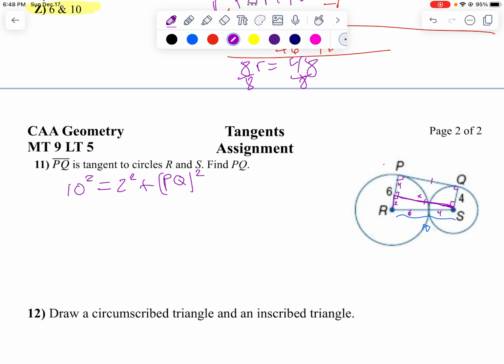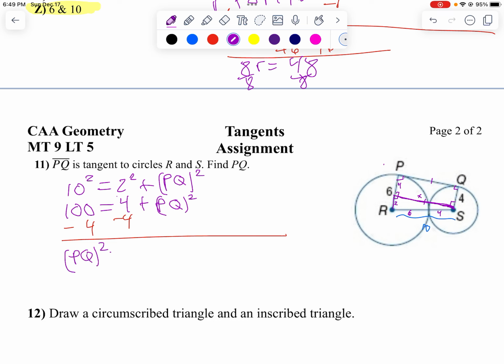to remind us what we're doing. So we get 100 equals 4 plus PQ squared. Well, we subtract 4 from both sides. PQ squared is going to be 96.